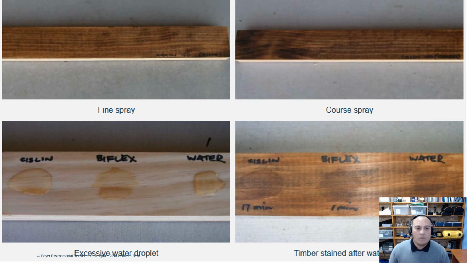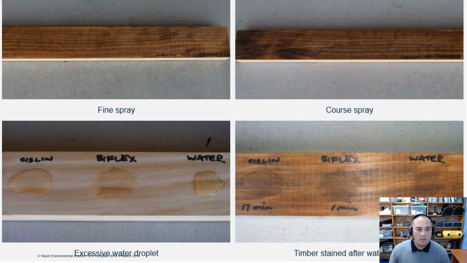We're now going to have a look at some examples. This was obviously done in-house. If we look at the top first, left to right, some examples of spraying a surface or spraying raw timber, and then treating that or staining that and looking at what can happen.